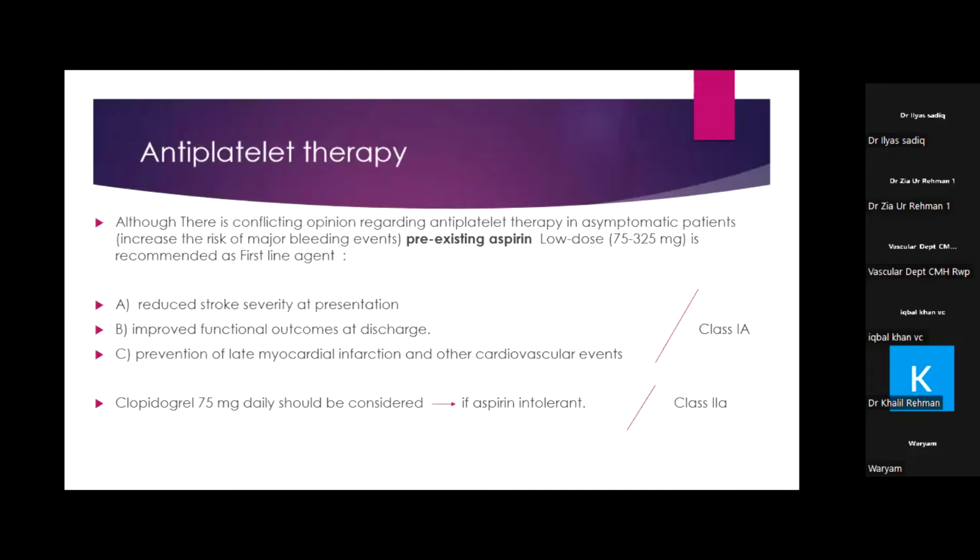Antiplatelet therapy. Although there is a conflicting opinion regarding antiplatelet therapy in asymptomatic patients, as it increases the risk of major bleeding events, for patients with pre-existing indications, low dose aspirin 75 to 325 mg is recommended as a first-line agent because it reduces stroke severity at presentation, improves functional outcome at discharge, and prevents late myocardial infarction and other cardiovascular events. These are all classified as class 1A. Clopidogrel 75 mg daily should be considered only if the patient is aspirin intolerant. This is classified as class 2A.